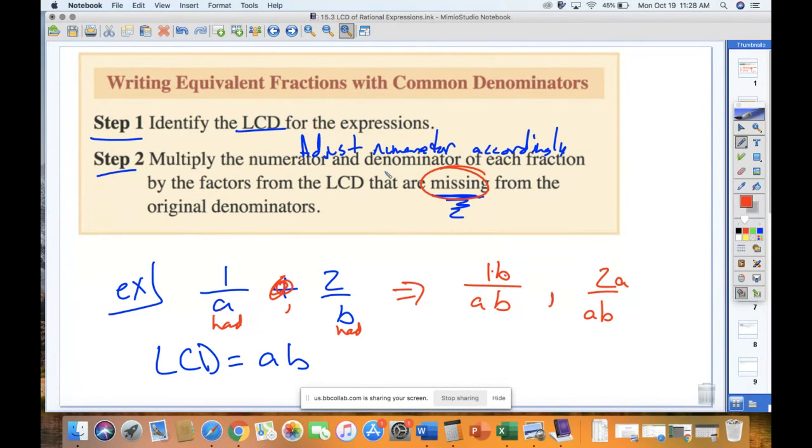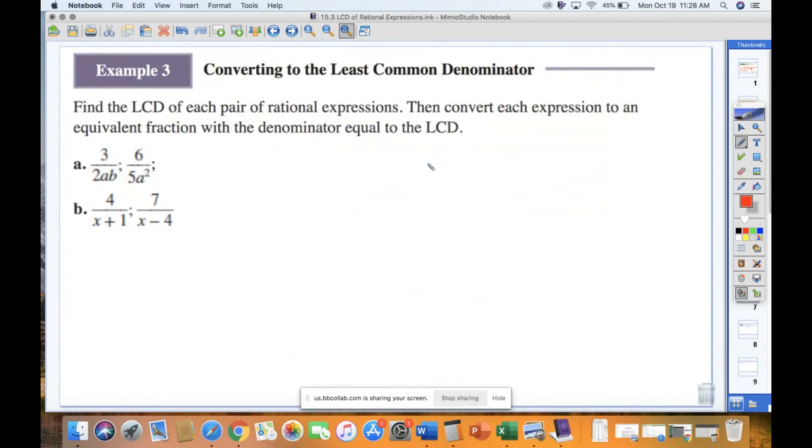Maybe they say it better than I do. Maybe you prefer those words, but I don't expect you to really write that down. I think with practice, this will make sense. So let's take a look at converting to the least common denominator. We're going to find the least common denominator and then convert each expression to an equivalent fraction, which just means we're one step from adding and subtracting. Okay? We're just getting one step away.